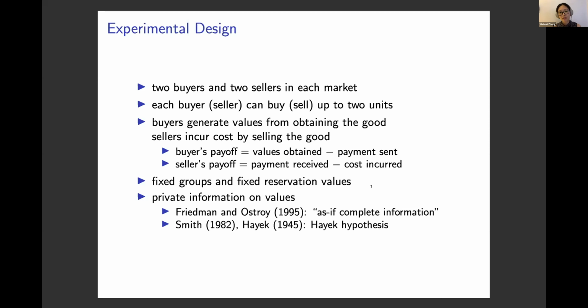What has been found in the literature is that in double auction, although people didn't have the reservation value information of other traders, at the end they reach an outcome as if they had the complete information. And this is also the Hayek hypothesis, that the system generates enough information to reach the competitive outcome.